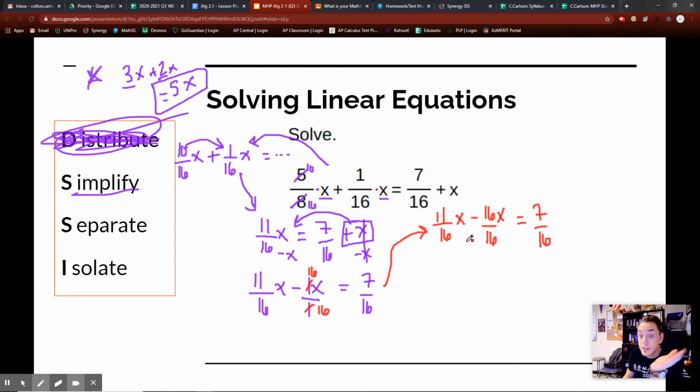So notice how they're all 16s, right? So now what I can do is the exact same thing here. I can just go straight across with my numerators. So 11 minus 16 is negative 5, because the negative is attached to the bigger number. So negative 5 all over 16. And then I still keep the x. This equals 7 all over 16.